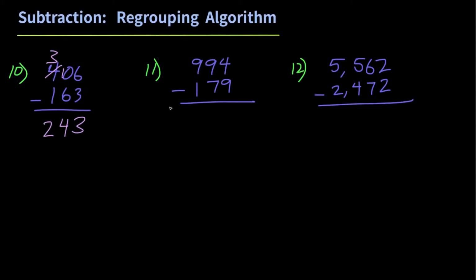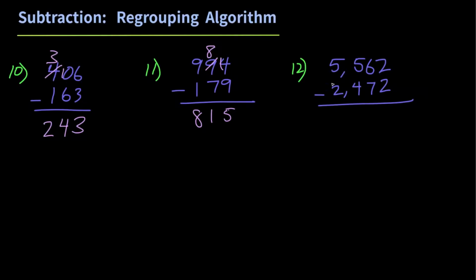Number 11, 994 minus 179. Starting in the ones, 4 minus 9. Can't do it. 9 is much bigger. So I need to borrow 1 from here and add 10 to the previous place value. 14 minus 9 is 5. 8 minus 7 is 1. 9 minus 1 is 8. So the result is 815.